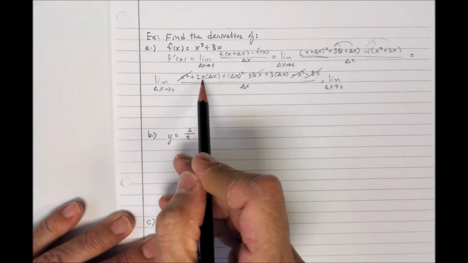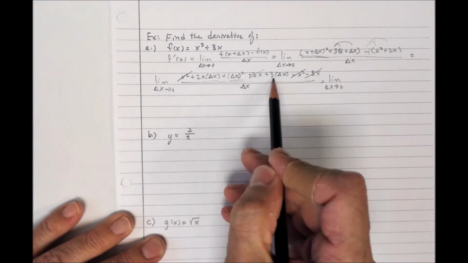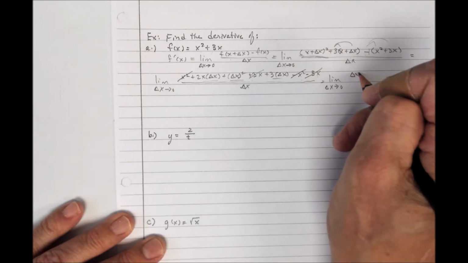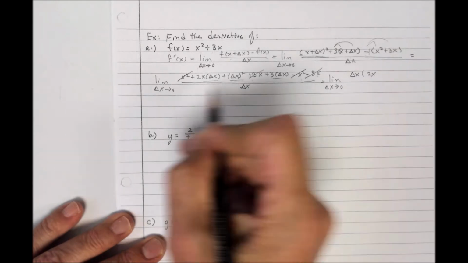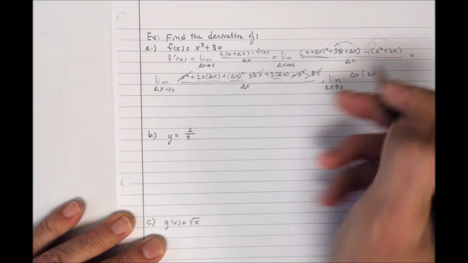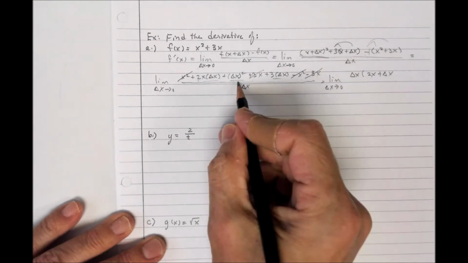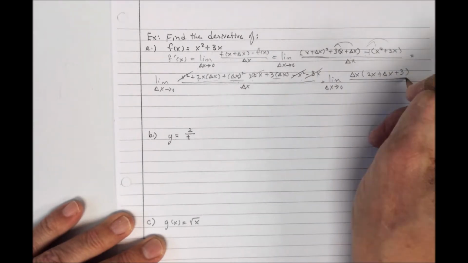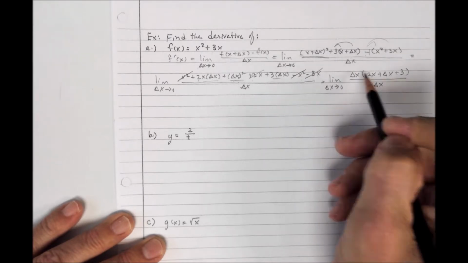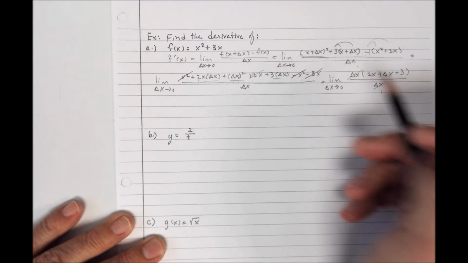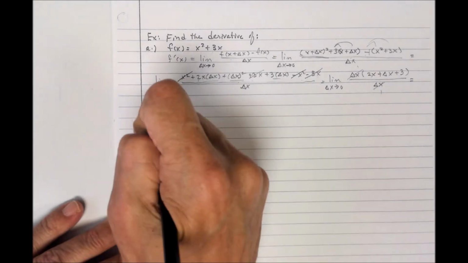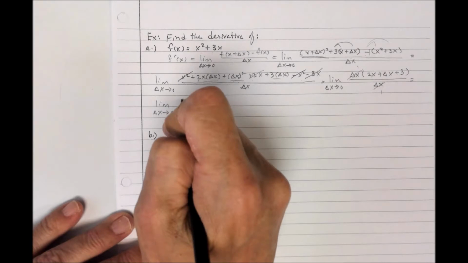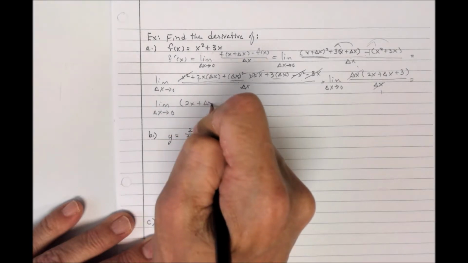I have 1, 2, 3 terms. I am going to factor out a delta x in the numerator. That would leave me 2x plus delta x plus 3. These delta x's cancel top and bottom, and this is equal to the limit as delta x goes to 0 of the expression 2x plus delta x plus 3.